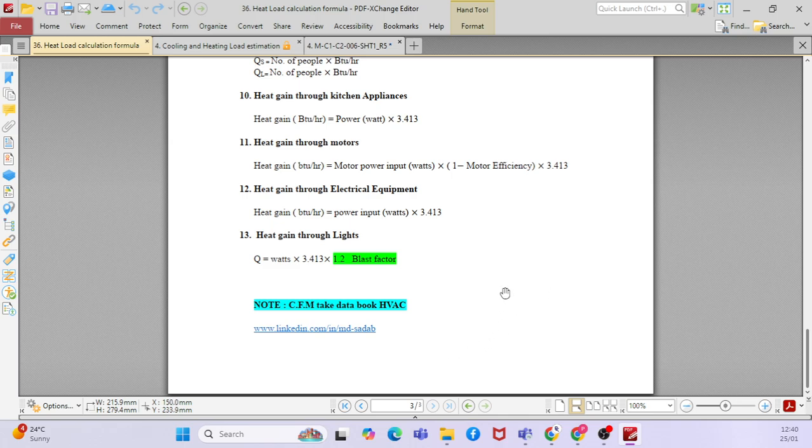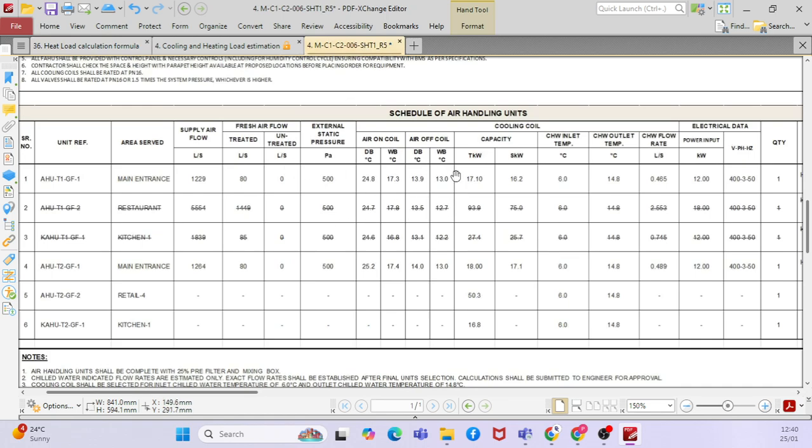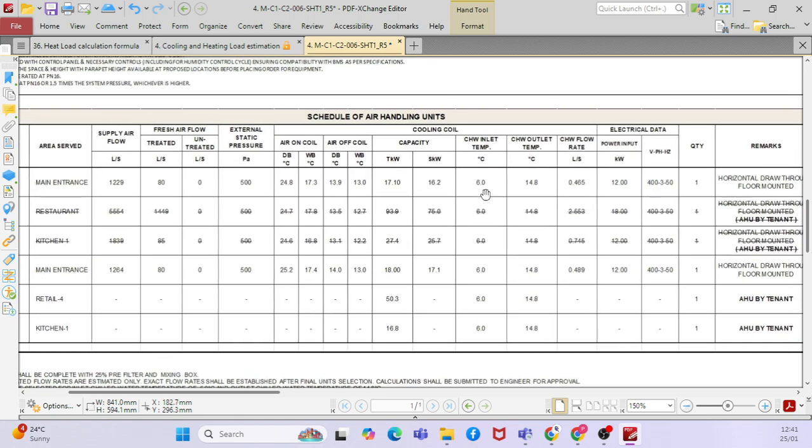So the total load will be sensible load plus latent load, which is nothing but total load, right? Okay, so when you go to the equipment schedule, you can find out what the total load and the sensible load are. Clear? Yes, sir. Okay. Now, what is the chilled water temperature in and out for the standard comfort cooling?